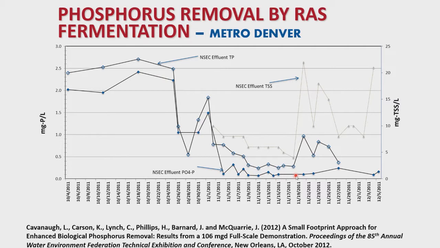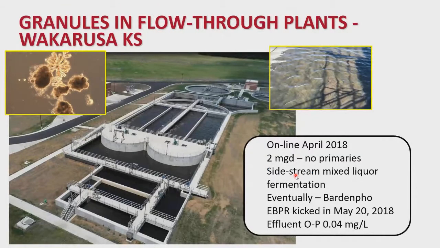Next slide, please. I just want to come back to this plant in Wakarusa because for some reason, and we're still working on it, we are getting granular sludge. And you can see the sludge on the left-hand side. And on the right-hand side, you see a picture there. And that is in the carousel ditch. And what you see is a clear layer of liquid on top.